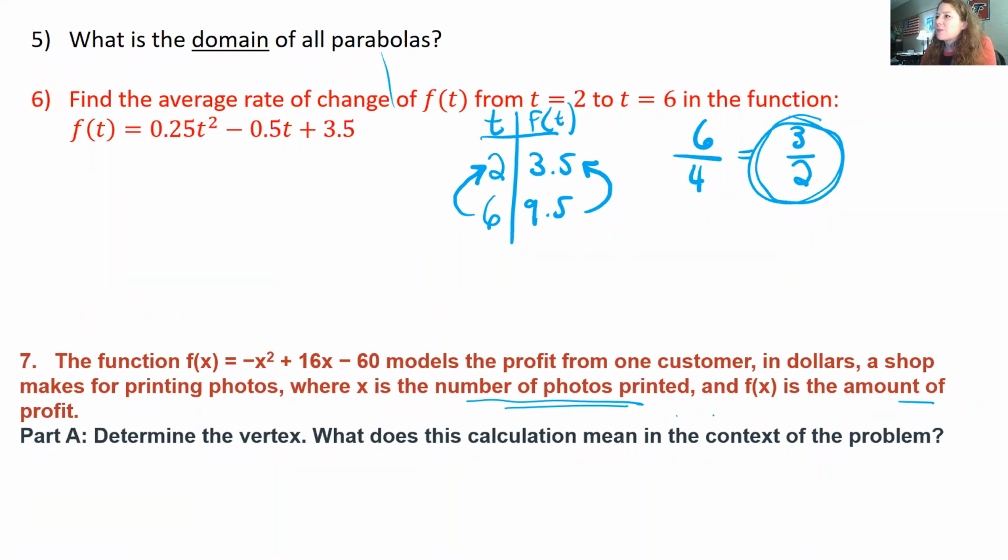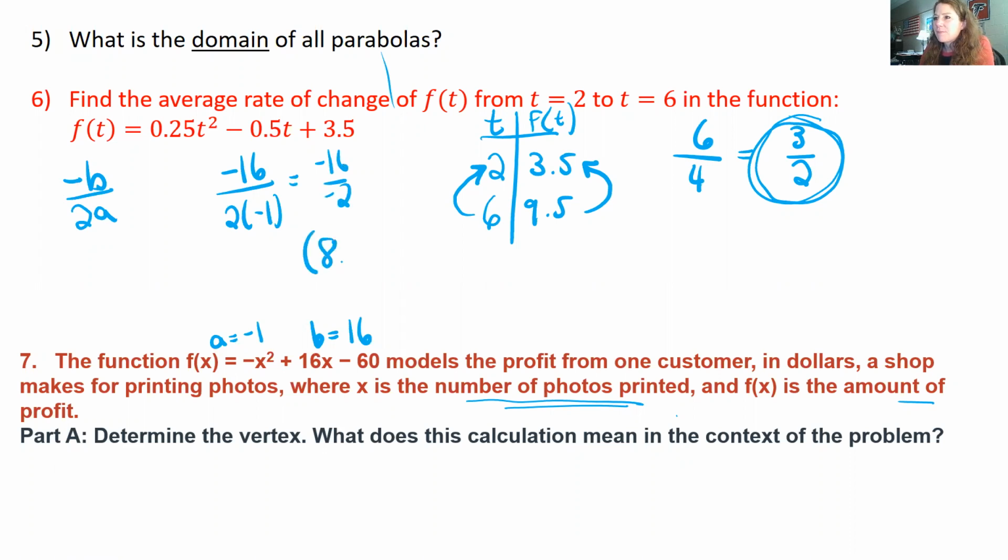So X is the number of photos printed and Y is the amount of profit. Determine the vertex. All right, so if you hear the word vertex, you need to think of negative b over 2a. And our a is -1 and our b is 16, right? So negative b, the opposite of 16, is -16 over 2 times -1. So -16 divided by -2 is 8. What does this calculation mean? All right, so I'm not finished yet, or am I?